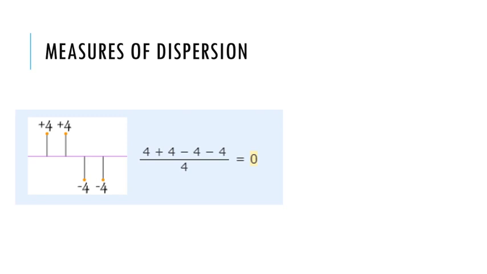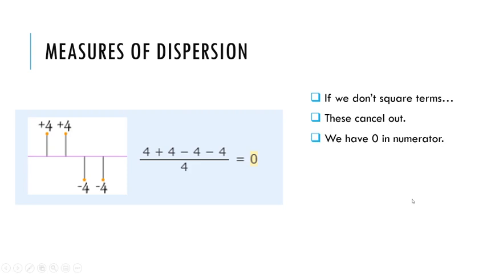And let's say I have +4 and +4, but then I have some observations below the mean, so I have -4 and -4. So +4, +4, those are observations above the mean. -4, -4, those are observations below the mean. So if I just add them all together, like in that summation sign, I have 4 + 4 - 4 - 4 divided by n, which is 4. So here's the problem. I'm going to end up with 0. So if we don't square the terms, my positive terms cancel with my negative terms, and then we ended up in this example with 0 in the numerator.